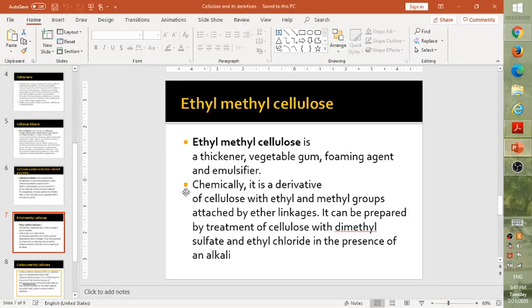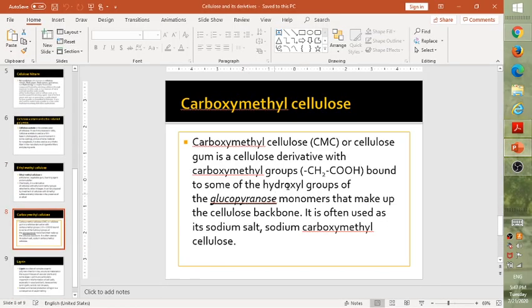Carboxyl methyl cellulose, or cellulose gum, is a cellulosic derivative with carboxyl methyl groups. So this is the carboxyl methyl group bound to some of the hydroxyl groups of the monomers that make up the cellulose backbone. The monomer of cellulose is also called glucopyranose. It is often used as a sodium salt, sodium carboxyl methyl cellulose.